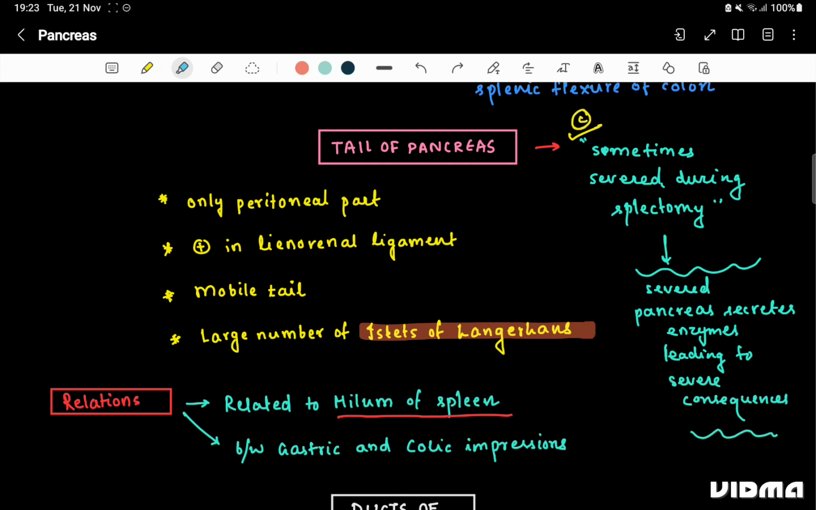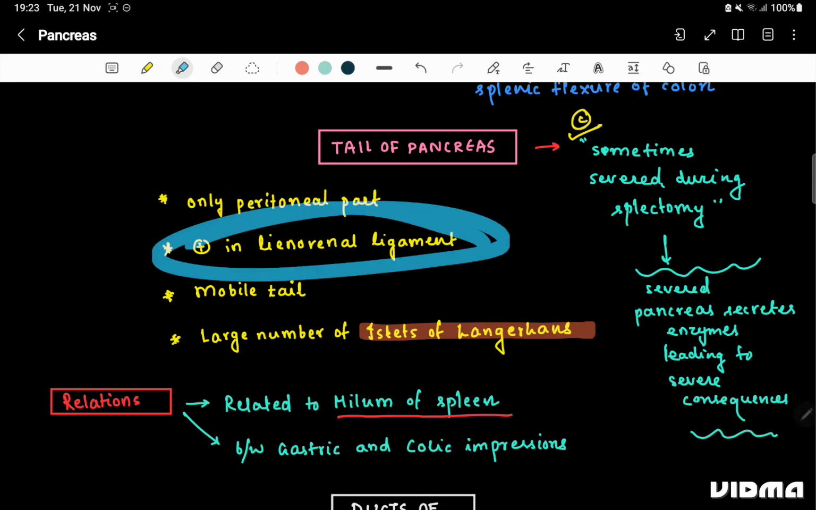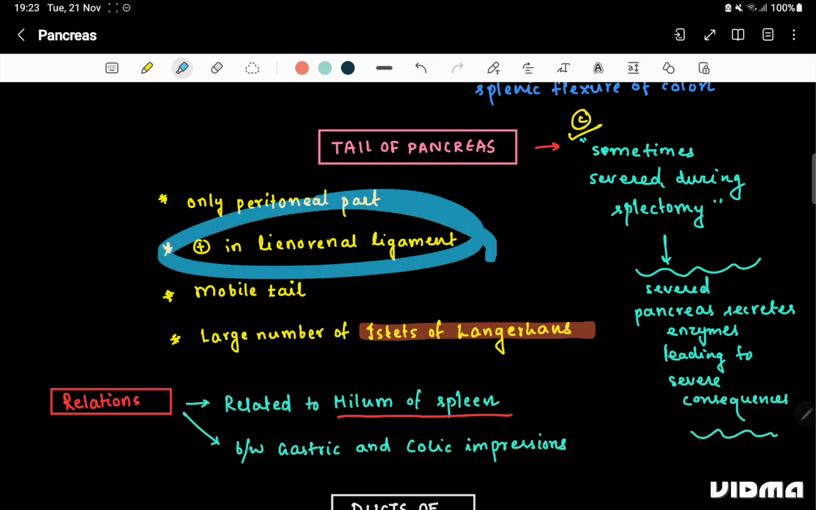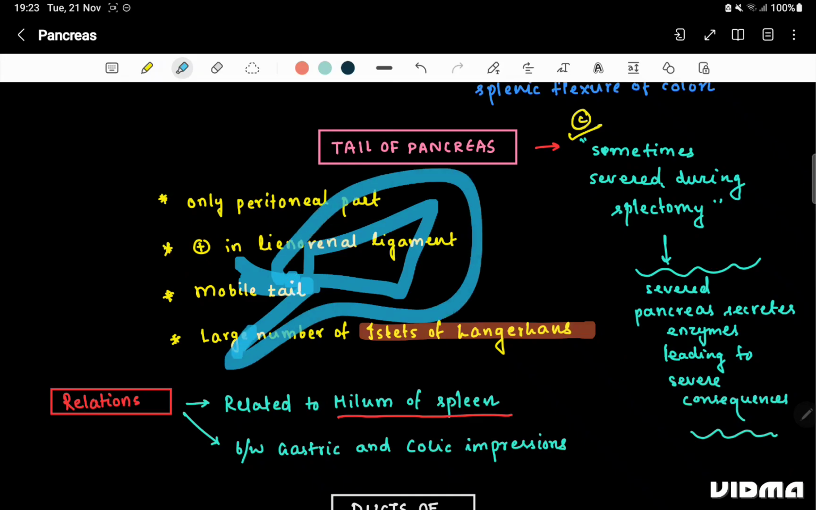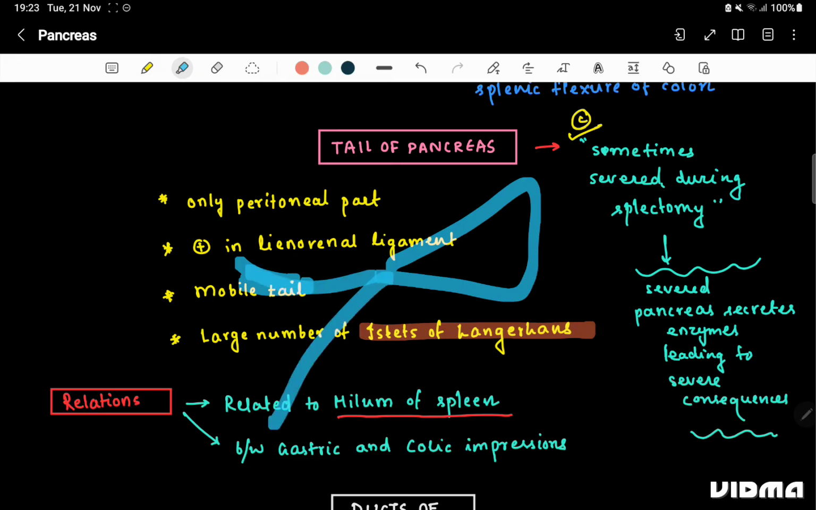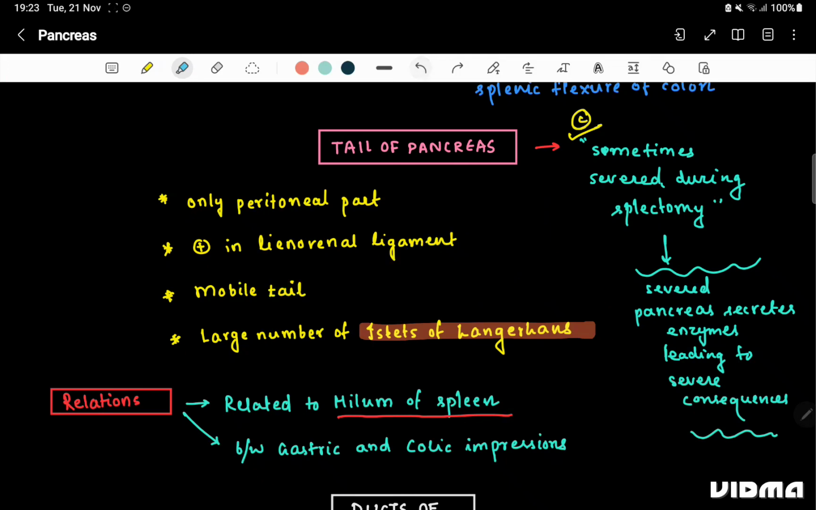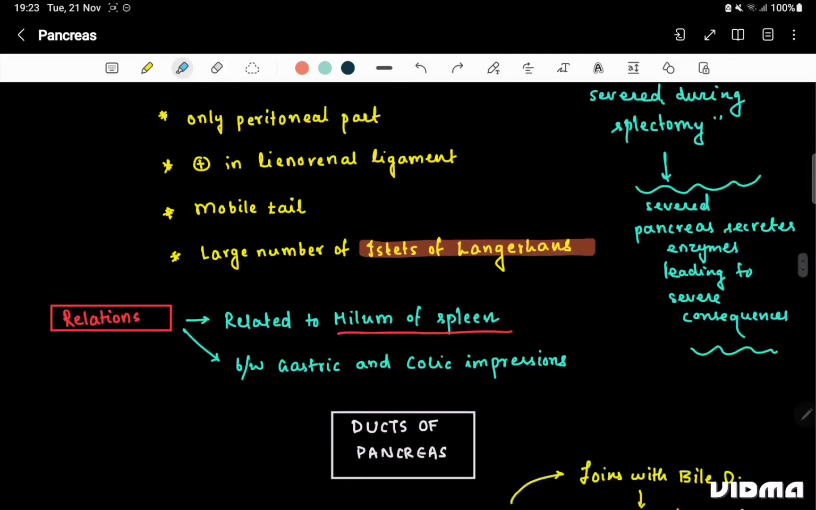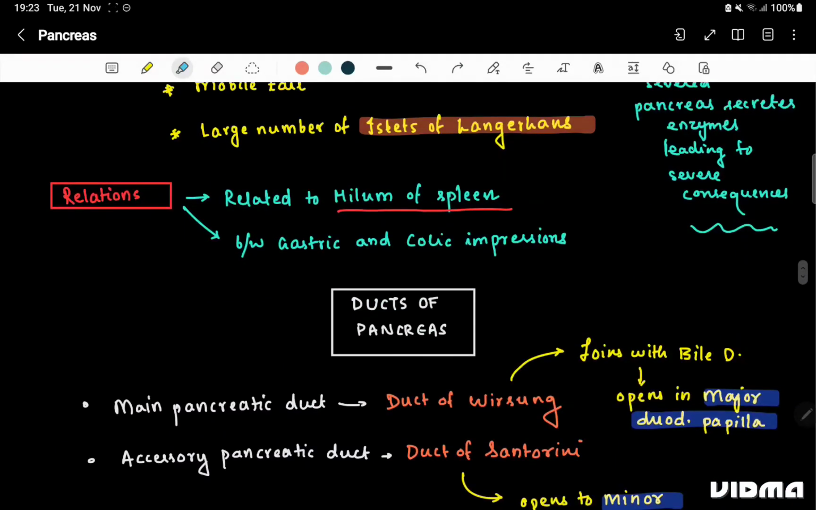So it depends. Talking about the tail, it is the only peritoneal part of the pancreas. It lies in the lienorenal ligament. You can correlate the lienorenal ligament: the spleen was there and two ligaments were forming, the lienorenal ligament and the gastrosplenic ligament, like this, and we had this covering. Understood? That structure I was talking about. So the tail of the pancreas is present in the lienorenal ligament. It is a mobile tail, and a large number of islets of Langerhans are present in the tail. So if the tail is severed, then there will be more secretion of hormones.